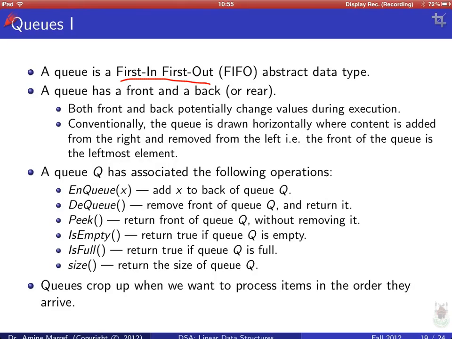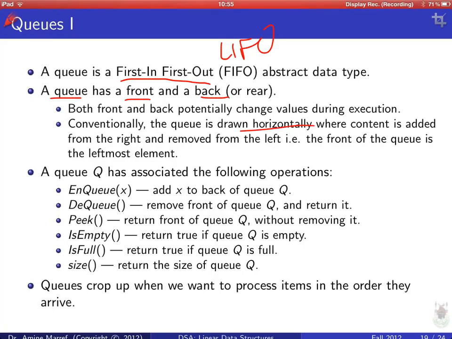So a stack is LIFO. This one is FIFO. A stack has only one index, which is the top, because the bottom is fixed, it doesn't move. But in the queue, both of them move, so it has a front and a back. Conventionally, the queue is horizontal.